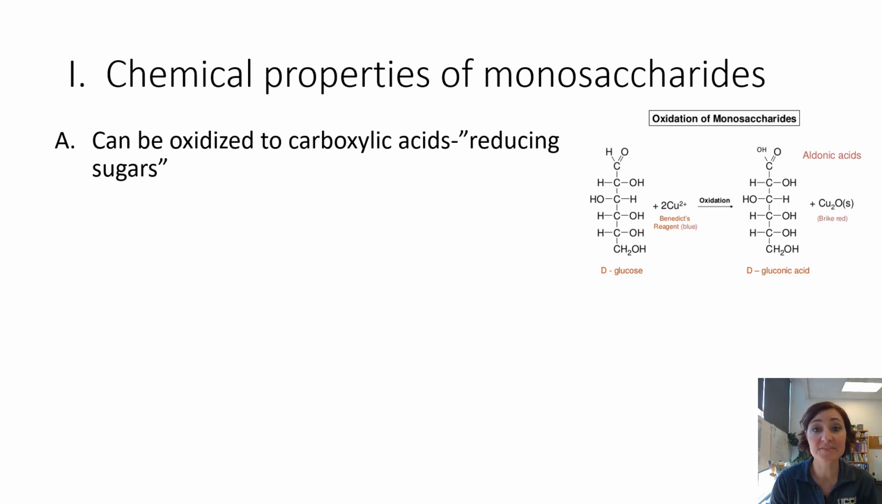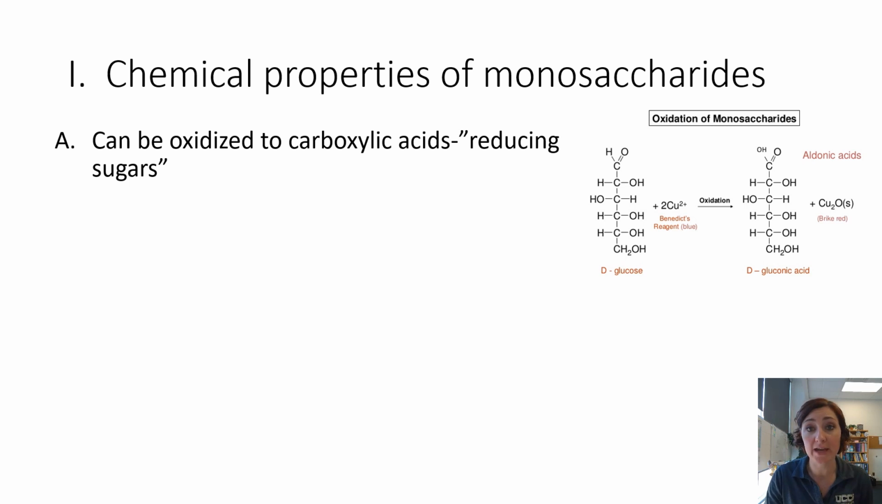If they can be oxidized, we call them reducing sugars because they're the agent doing the reducing. And a good example of this is over on your right, D-glucose in the presence of Benedict's reagent. It is an aldose, so it has an aldehyde.